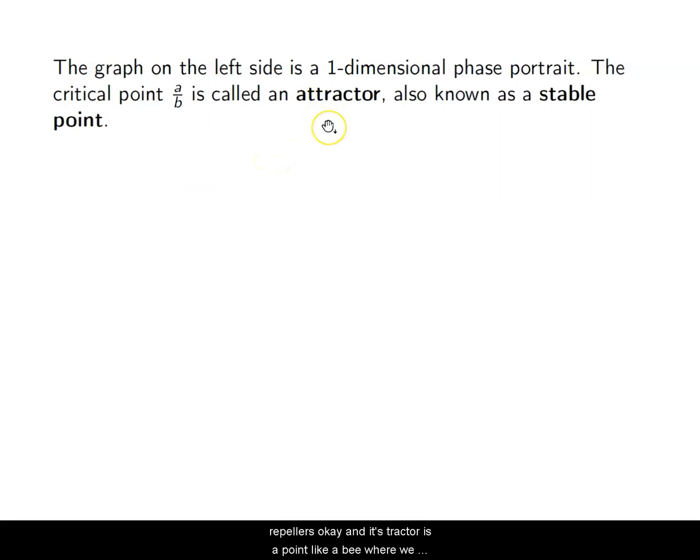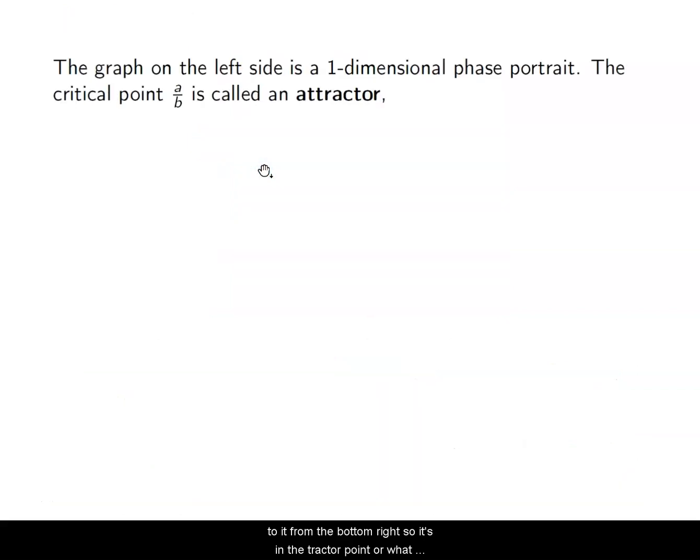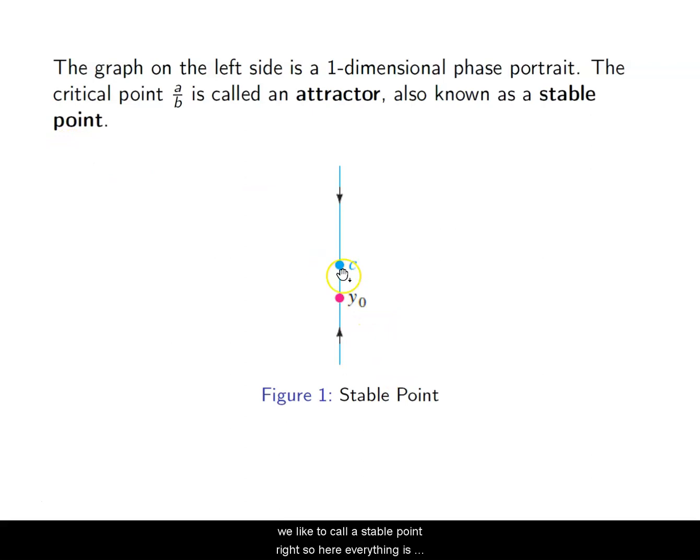Okay, an attractor is a point like AB where we have something going up on one region, and on the opposite region, everything is coming down. So this point is attracting everything, right? All the slopes go down to it from above, and all the slopes go up to it from the bottom, right? So it's an attractor point, or what we like to call a stable point, right? So here, everything is attracted to the C as long as our initial condition is somewhere around C, right? So we call that a stable point, okay?